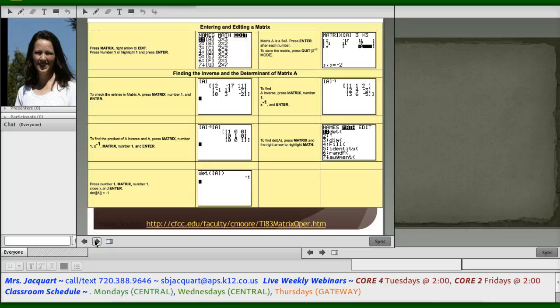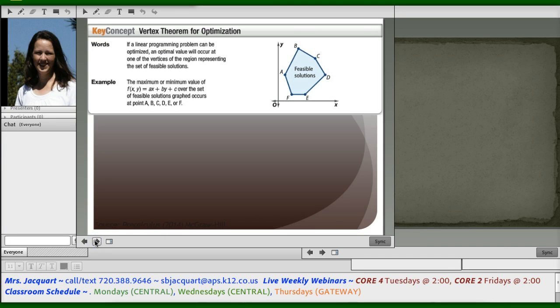Okay, so this is just showing you how to do finding an inverse matrix on a TI-83 calculator. So you may want to pause and practice it because it's useful information on the pretest. I'm not going to use it today when we're looking at linear optimization. Okay, so here's the idea of linear optimization. I'll give you a moment to read it.